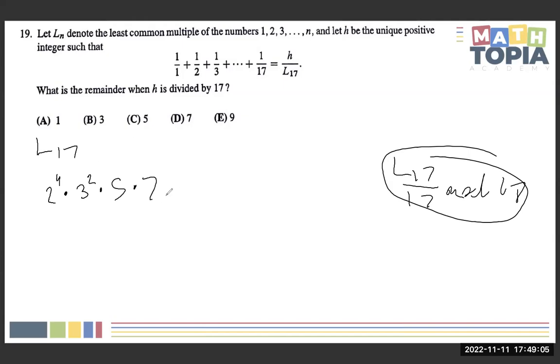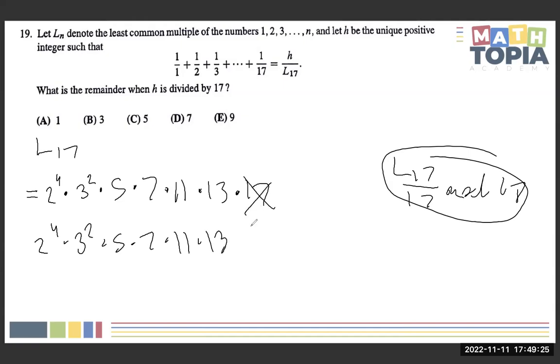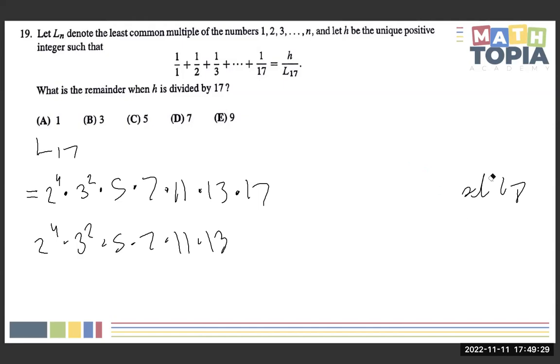Now if we continue, 5 squared is too large for 17. 7 squared is larger than 17. 11 squared is larger than 17. 13 squared is larger than 17. And finally, we end up at 17. And this is what L17 equals. So we're basically done now, because L17 over 17 is this whole product just without the 17, and now we just need to find that in mod 17. So this is our answer, this in mod 17.